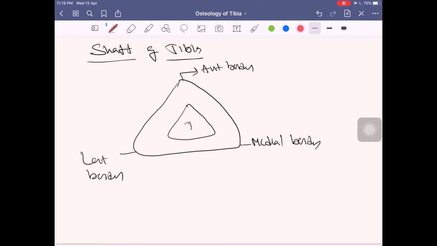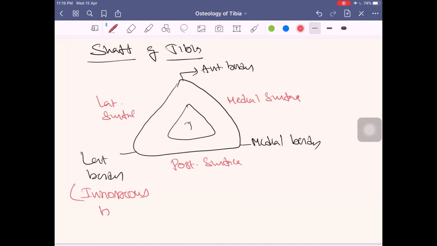And there are three surfaces. Between your anterior and medial borders you have the medial surface, between anterior and lateral you have your lateral surface, and between medial and lateral you have the posterior surface. Now your lateral border is also called the interosseous border, because the interosseous membrane attaches to this.